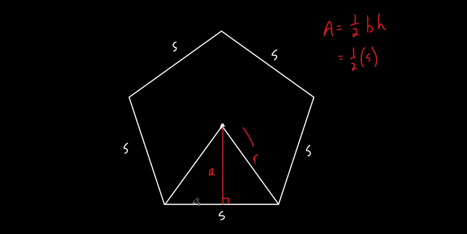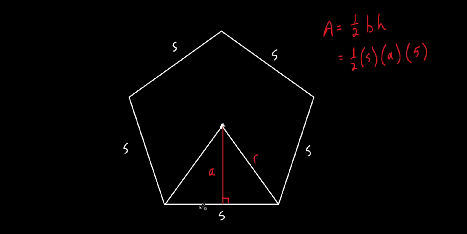What's the height of this triangle? It's A for the apothem. Agreed? But that's just one triangle. How do I find the area of all the triangles? I multiply that by how many triangles I have. In this case, how many do I have? I got 5. Okay? Now, let me show you this very carefully.